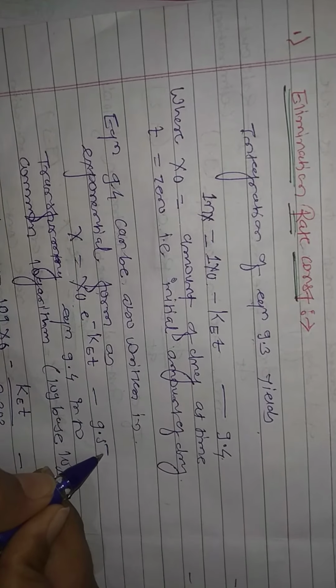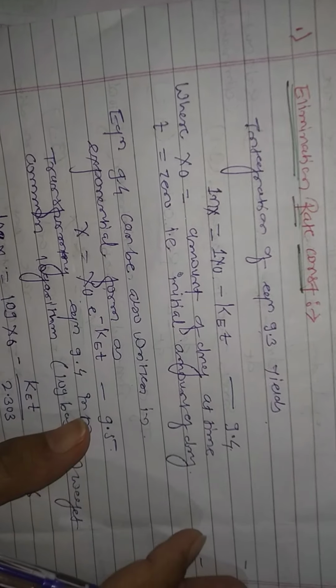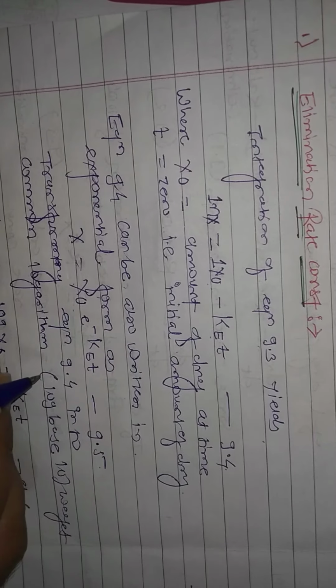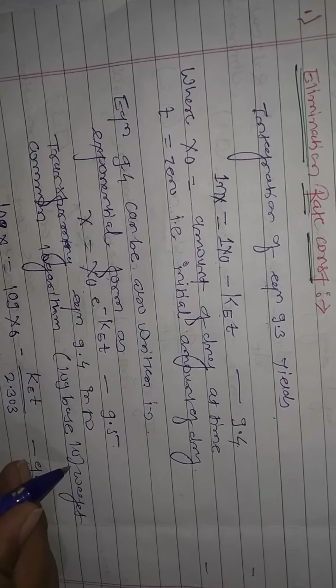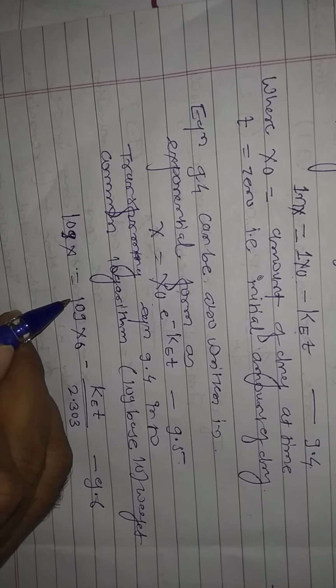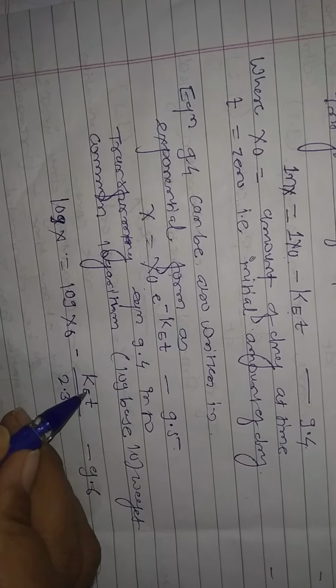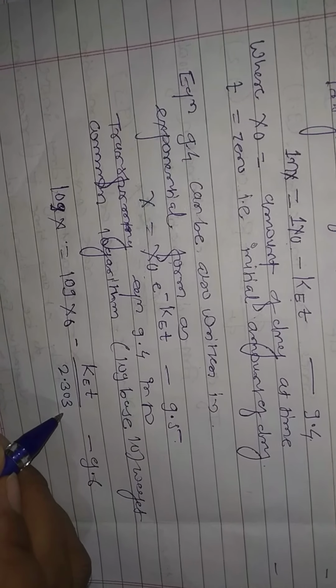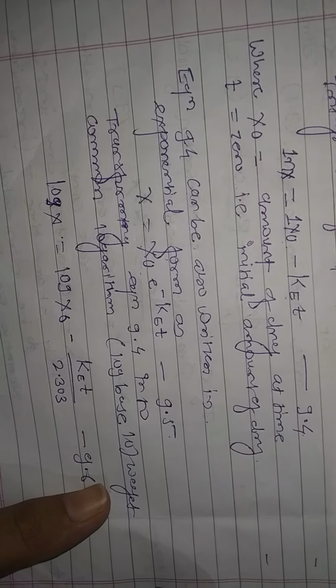So this is equation number 9.5. Transferring equation 9.4 into its common logarithmic form, or log to the base 10, we will get log x is equal to log x naught minus ke into t upon 2.303. That is the elimination equation, equation 9.6.